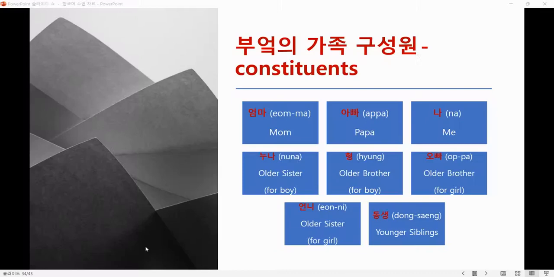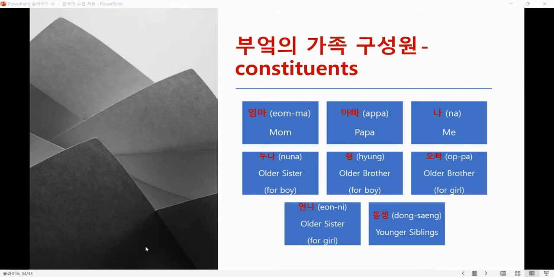Of course, we have also 누나. Because I'm a man, my older sister is 누나. 누나 is older sister for a boy. And the older brother for a boy is 형. 누나 is like ate, and 형 is like kuya in Tagalog.